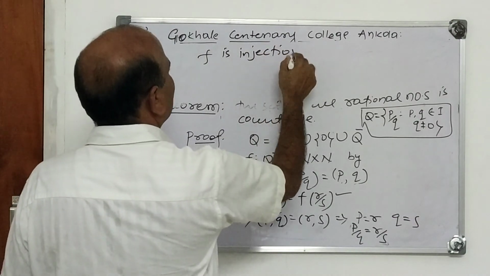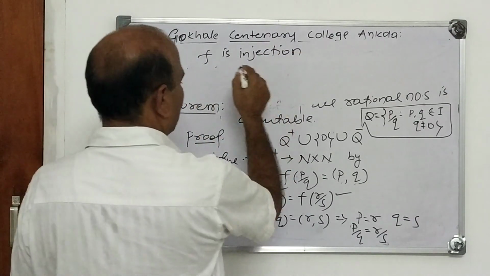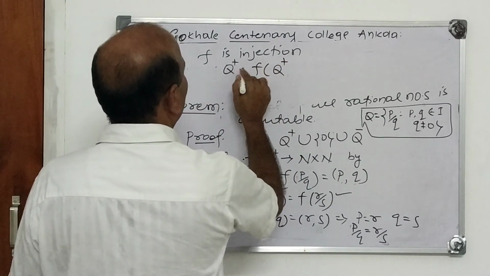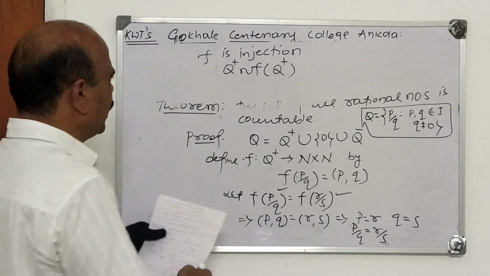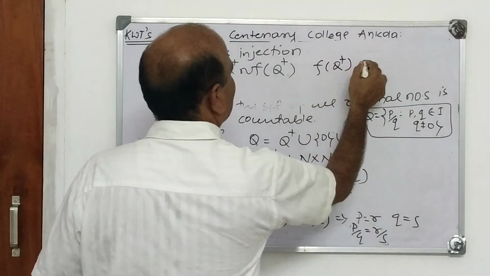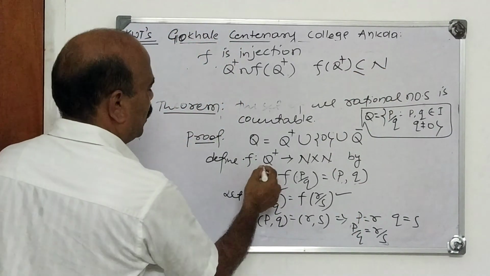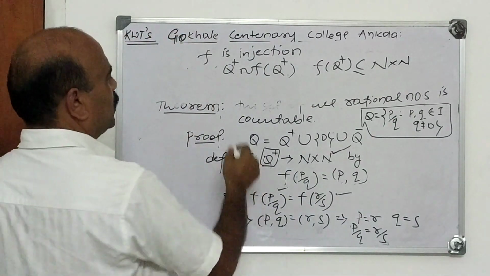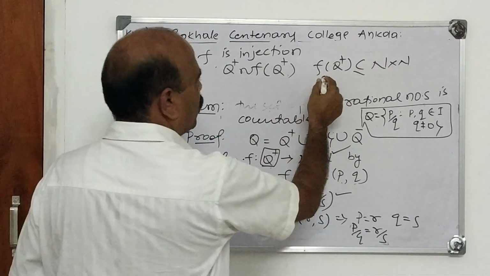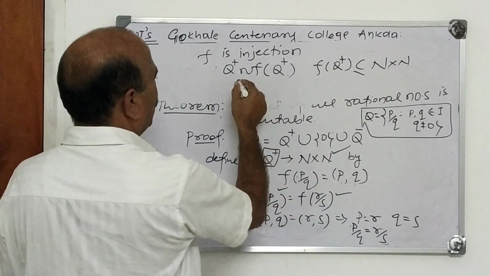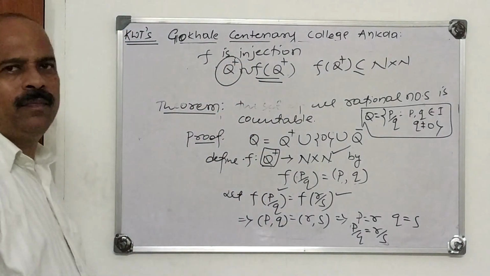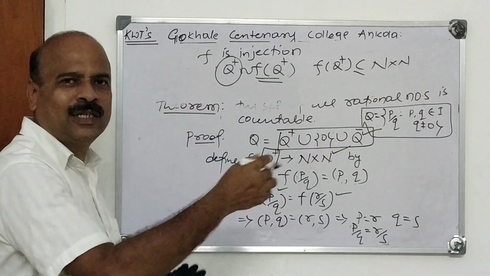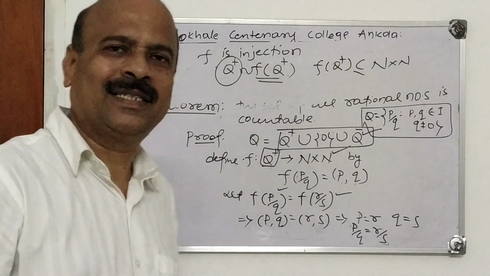F is an injection, 1-1, which means Q plus is equivalent to f of Q plus. But what is f of Q plus? F of Q plus is a subset of N cross N. Since N cross N is countable, and a subset of a countable set is countable, f of Q plus is countable. Therefore Q plus is countable. Similarly we can prove that Q minus is countable, 0 is countable, and a union of countable sets is countable, therefore Q is countable. Yes, thank you. I will continue in the next video.